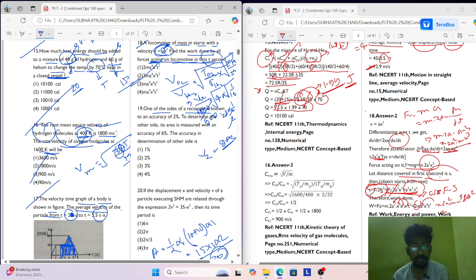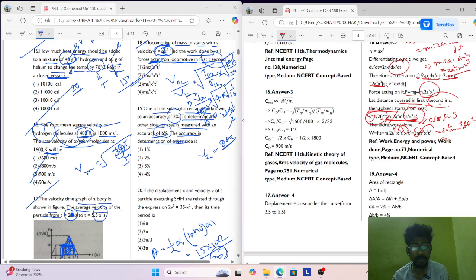One side of a rectangle is known to be accuracy of 2%. Determine the other side. If its area is measured to be with an accuracy of 6%, the accuracy of the determination of the other side. Simply you can calculate. Just in the case of precision and errors, there is no application of any kind of multiplication or division of the errors. So nothing you have to do. Area, the errors in area, dA equals dl plus db. db is breadth. Okay, so d breadth is dA minus dl. So dA is 6%, this is 2%, therefore the answer will be 4%.